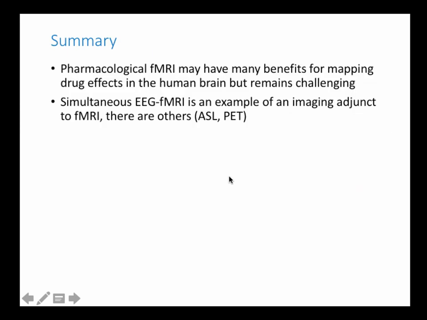And just in summary, pharmacological fMRI can have benefit in terms of mapping drug effects in the human brain, but it's still quite challenging and very much in development. There are different ways of trying to deal with the various confounds that you might have in the BOLD signal, either by combining it with other things like EEG or using slightly different sequences. And with that, I'll just conclude and answer any questions that you might have.